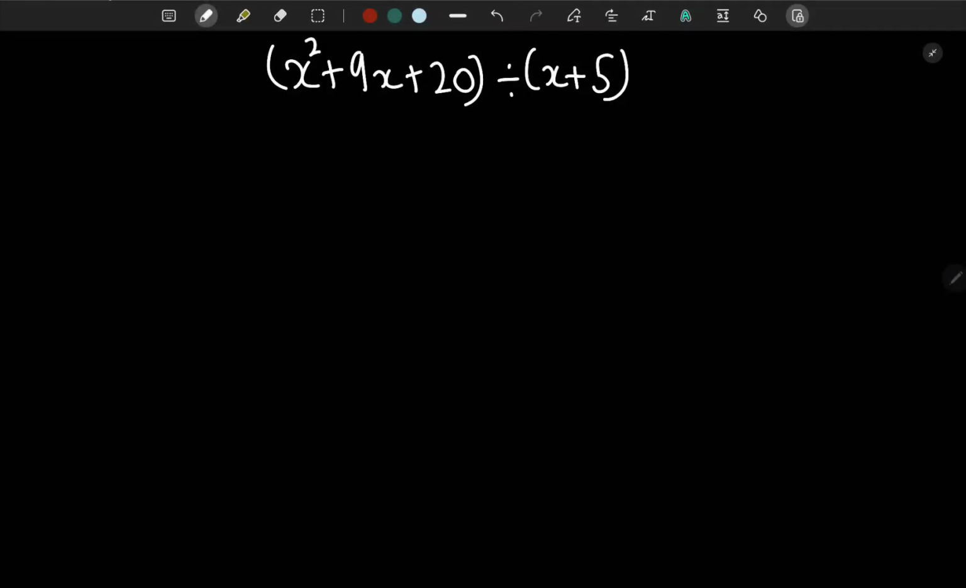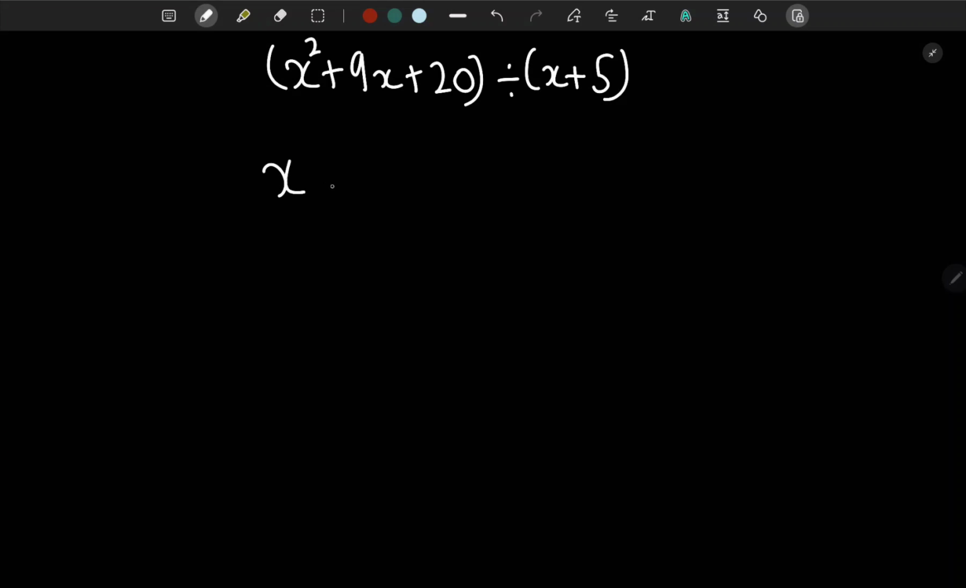So in this video, we will learn how to perform long division of polynomials. Here we have a simple example to start off with. We have x squared plus 9x plus 20 divided by x plus 5. To start off, we need to put this in the format of the division. So let's just put it in this format to start with.